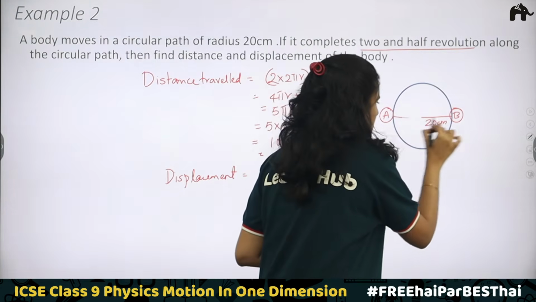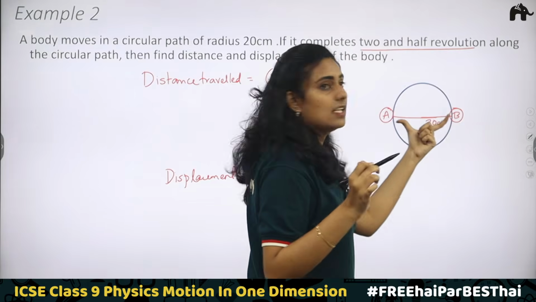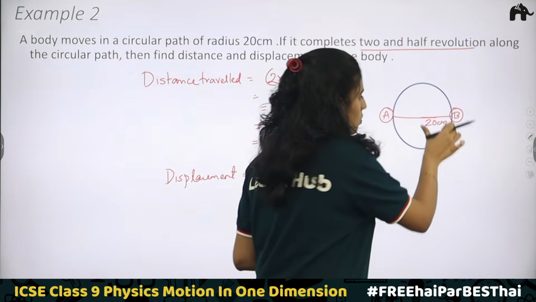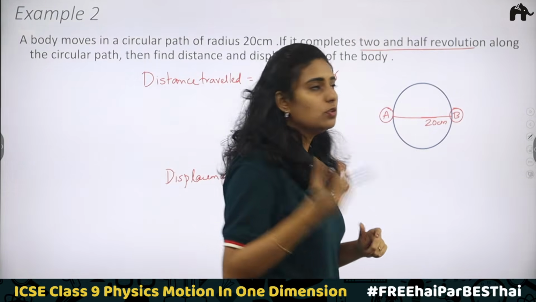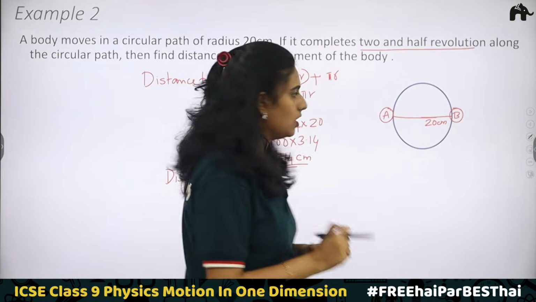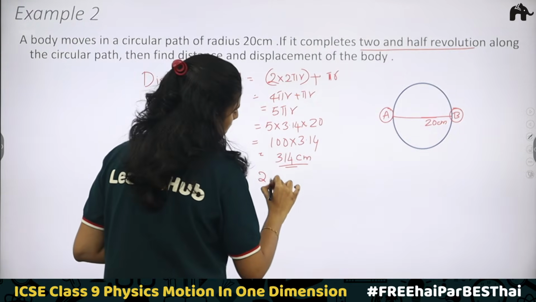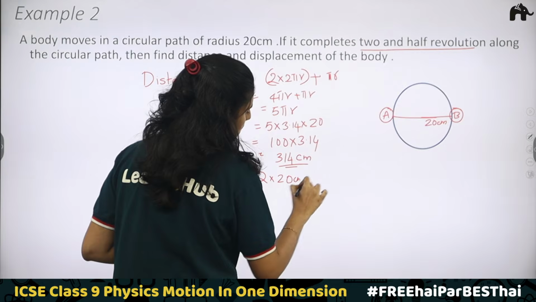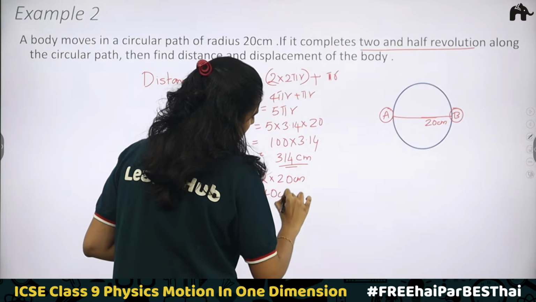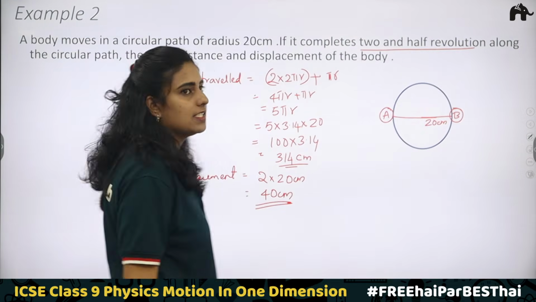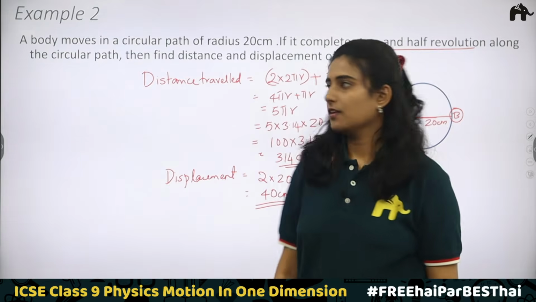From A to B, this distance will be the diameter of circle. We know radius, diameter will be 2 times radius. Therefore displacement is equal to 2 into 20 centimeter, which is 40 centimeter. So we have determined both the distance and displacement.